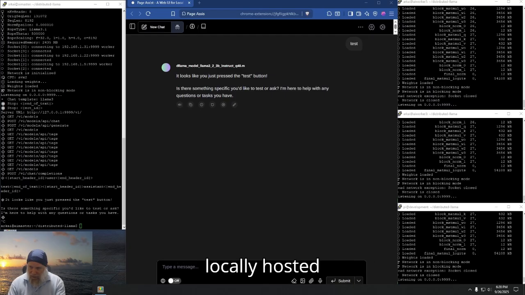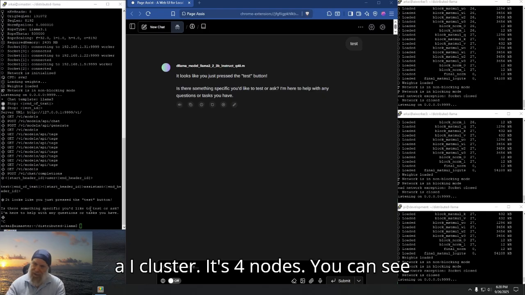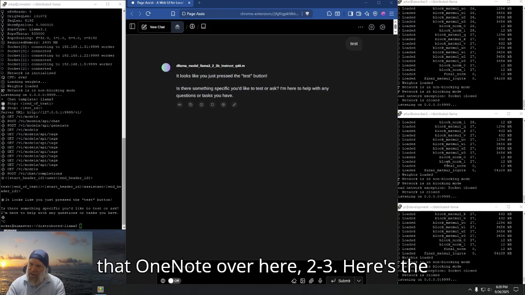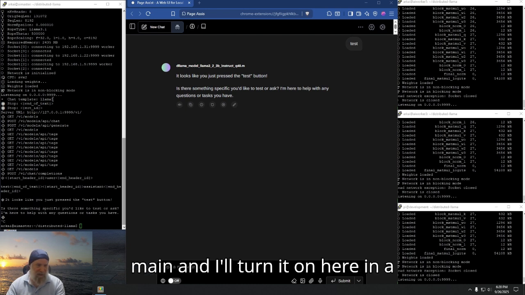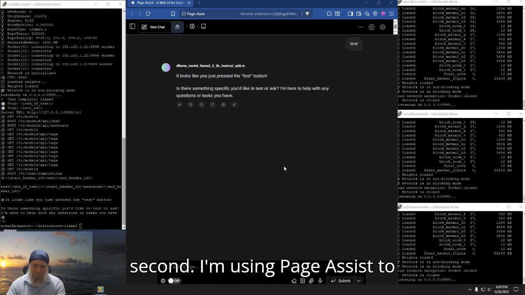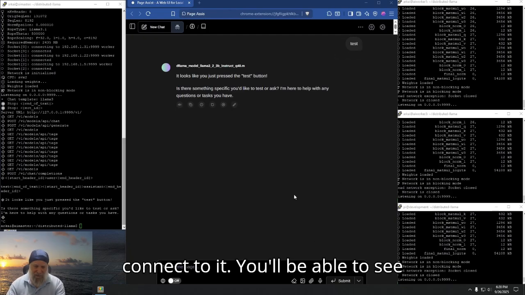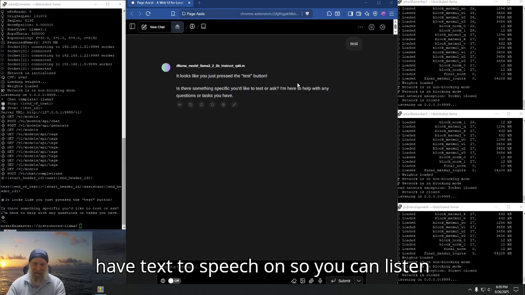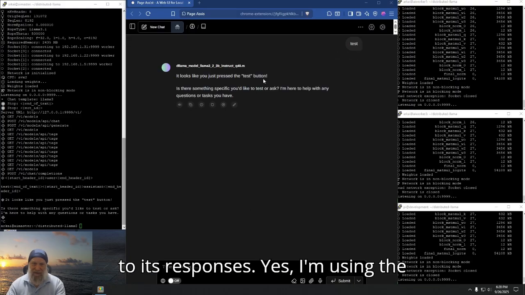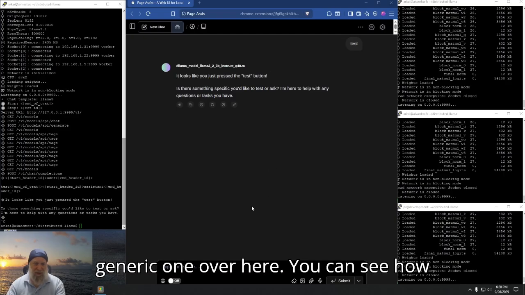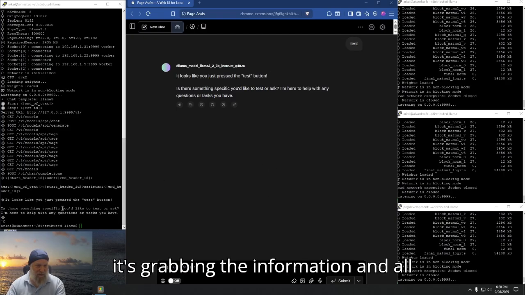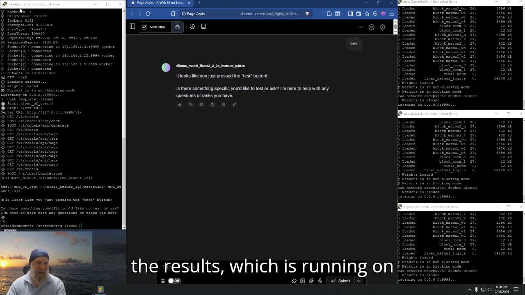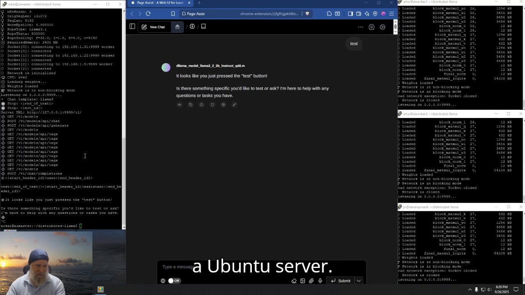All right. So this is a locally hosted AI cluster. It's 4 nodes. You can see I got one node over here, two, three. Here's the main. And I'm going to turn it on here in a second. I'm using Page Assist to connect to it. You'll be able to see everything that gets typed over here. I have text to speech on, so you can listen to its responses. Yes, I'm using the generic one. Over here, you can see how it's grabbing the information and all the results, which is running on an Ubuntu server.